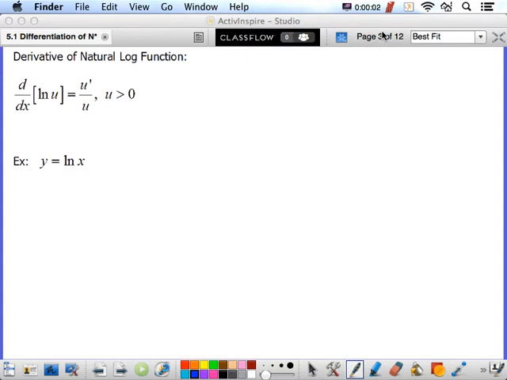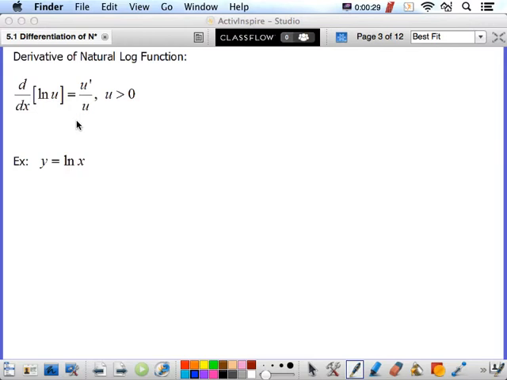The rule for finding the derivative of a natural log function is as follows. The derivative with respect to x of the natural log of any function here is always equal to, and we're going to call it a u, whatever's there, because it won't always be just a plain x. So we're going to call that clump of stuff there a u. So the derivative of a natural log of u is always u prime divided by u.